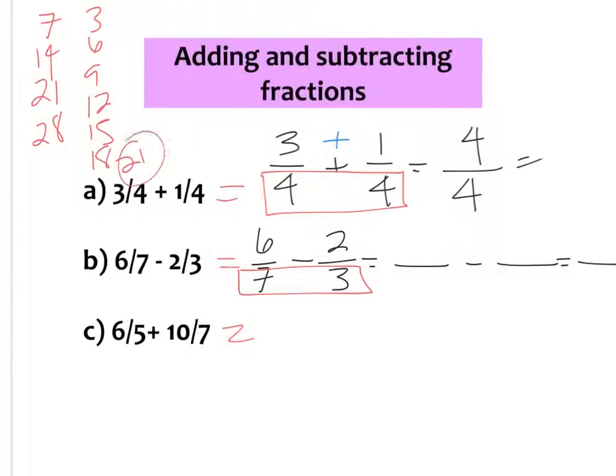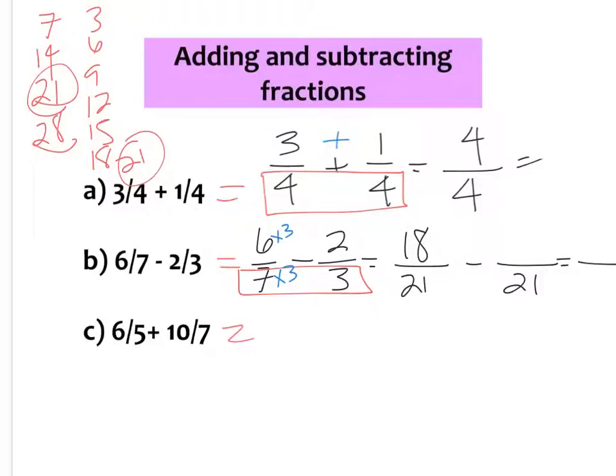Okay, so here's one that they have in common, right? So I'm going to make my denominators 21 for both fractions. How do I go from 7 to 21? What do I have to do? I have to multiply by 3. So whatever I do to the bottom, I also got to do to the top. 6 times 3 will give me 18.